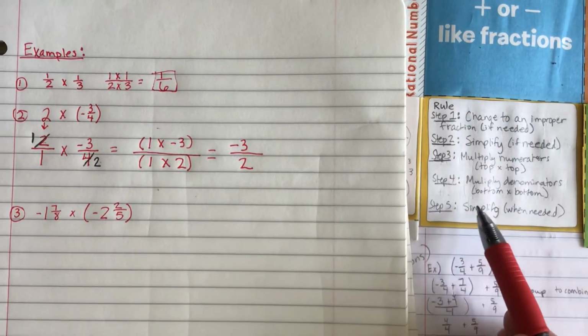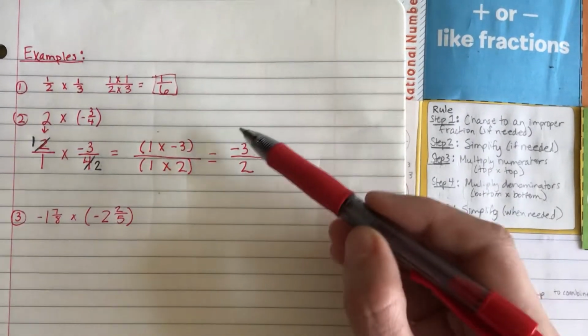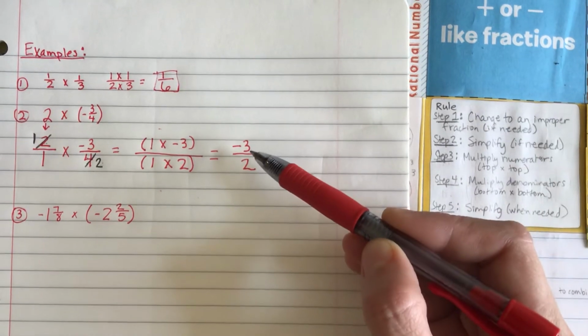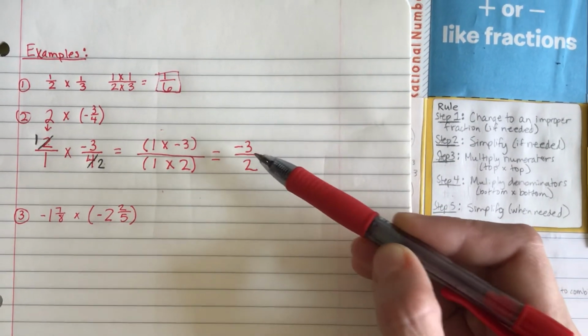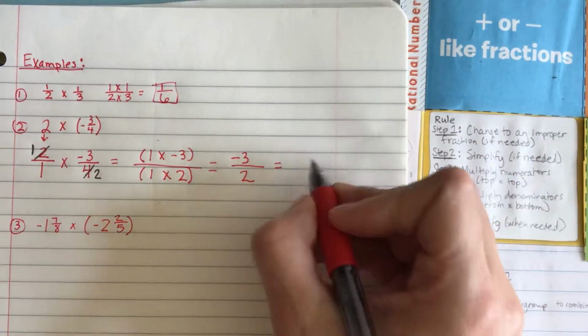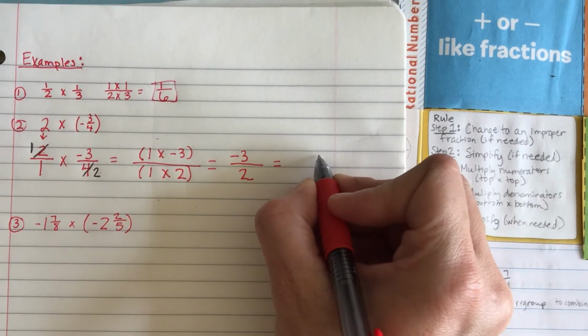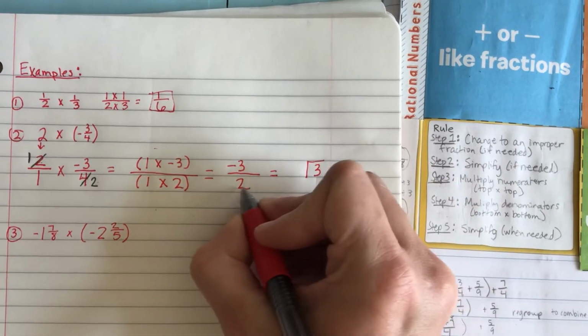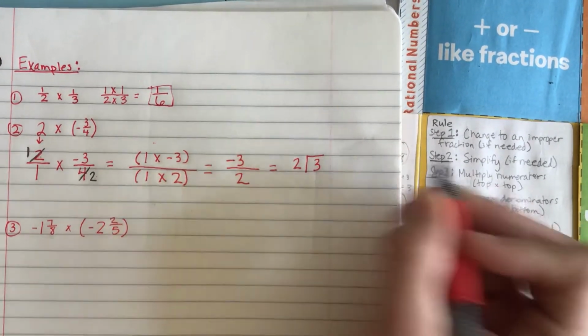Step 5 says to simplify when needed. If we could simplify here, we would. Well, in this case, we have an improper fraction. We don't want to leave it as an improper fraction. So here's where we simplify. Remember top dog in the house. So we're going to put 3 in the house. Denominator goes on the outside.